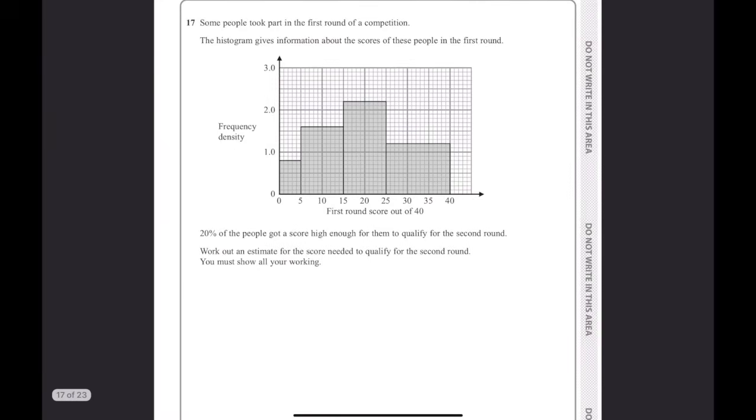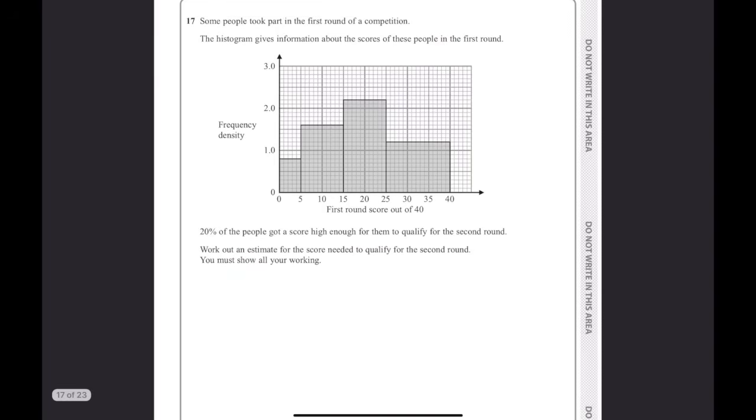Some people took part in the first round of a competition, and we have the scores of these people in the first round. 20% of the people got a score high enough for them to qualify for the second round. Work out an estimate for the score needed.